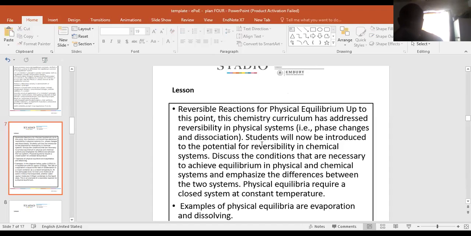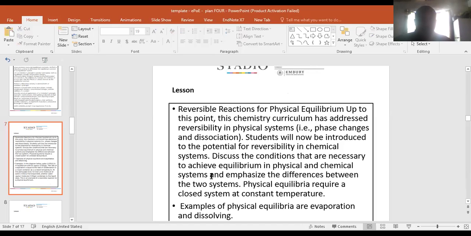Up to this point, chemistry has addressed reversibility in physical terms: phase changes and dissociations. Students will now be introduced to the potential for reversibility in chemical systems. Discuss the conditions that are necessary to achieve equilibrium in a physical and chemical system. We're going to emphasize the differences between the two systems.